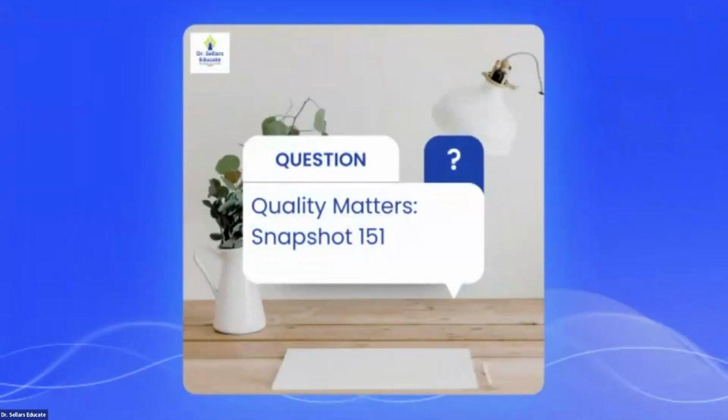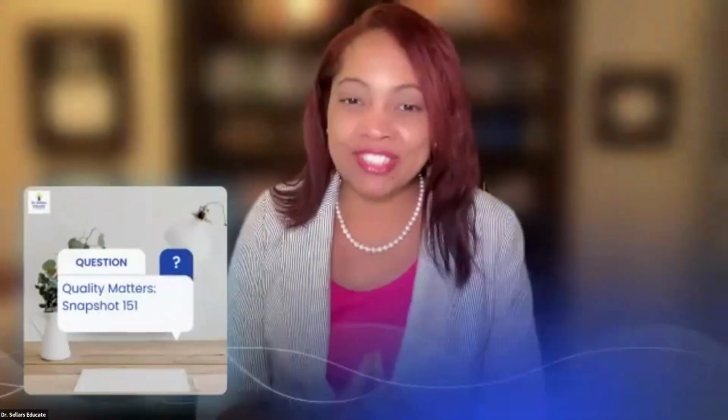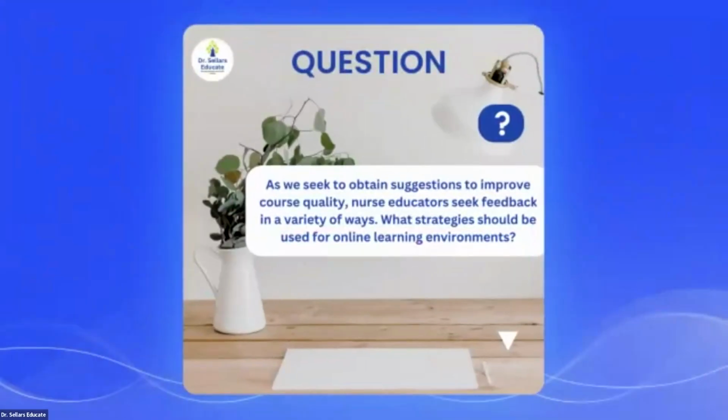We always like to start though with our thought-provoking questions. So let's start there. This is Snapshot 151, where we're focusing on quality matters, not the certification, not the credential, but this is simply focusing on the importance of us engaging in continuous quality improvement. Why is it so important? What is the impact that we can have in our classrooms when we embrace this important step? So let's take a look at our thought-provoking question, and then we'll go into our content.